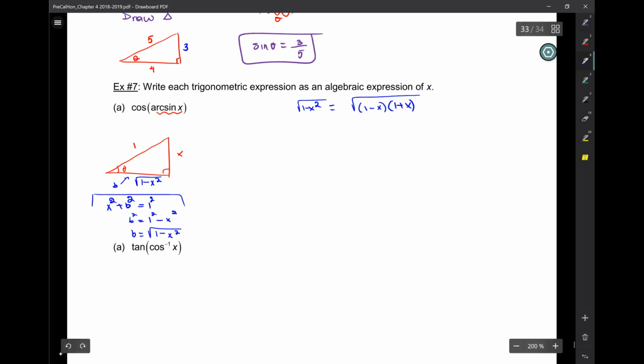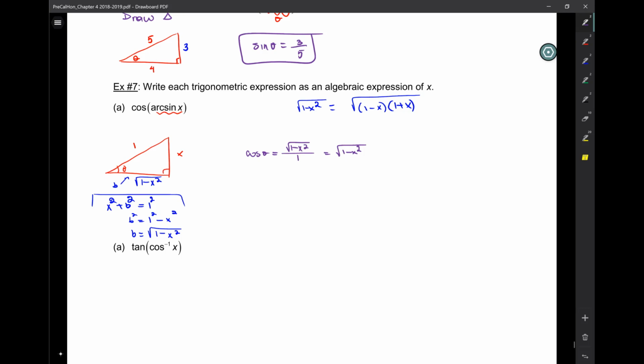And then we're going to do another one right now. So the cosine is what we want, is the square root of 1 minus x squared over 1, which is just root 1 minus x squared. Well, that's what I just said. 1 minus x squared, that's really 1 minus x, 1 plus x. So you can't take a square root.